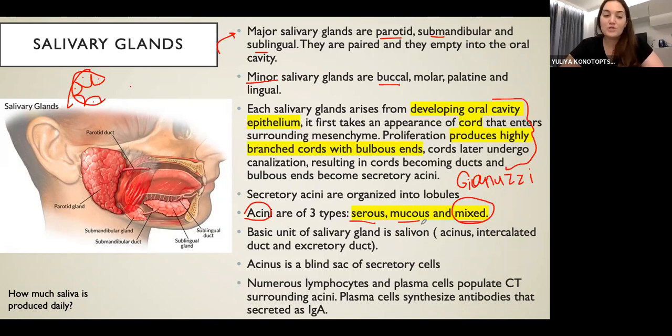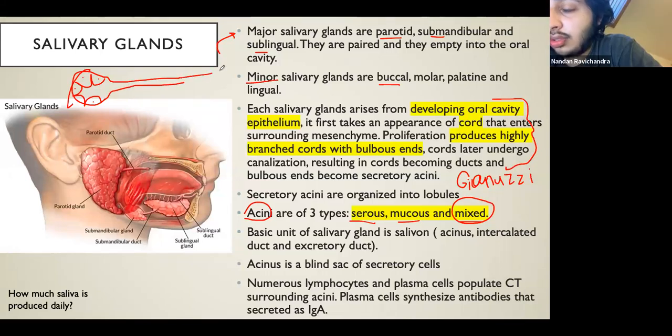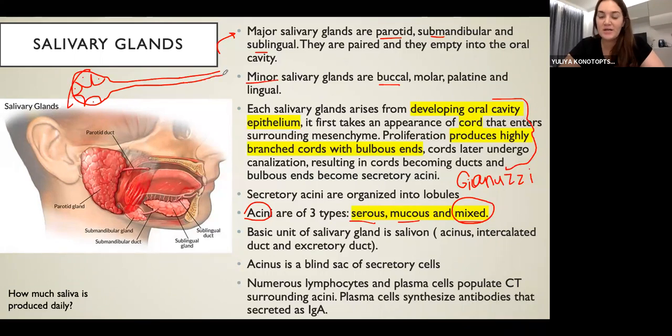So according to the book, the basic unit of salivary gland is not entirely acinus. Okay, it's not just acinus, it's something else. It's also the thing that comes out of it. And what is coming out from the acinus? Duct. Okay, so duct is coming out from the acinus.